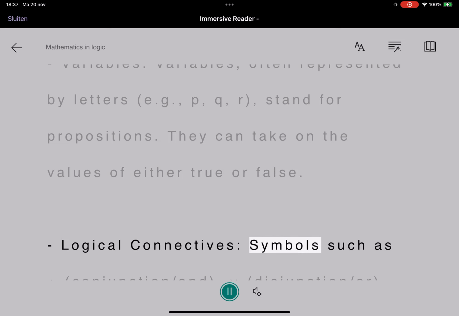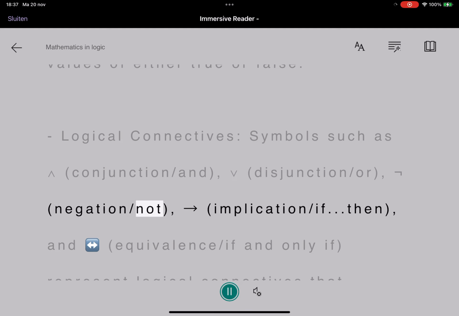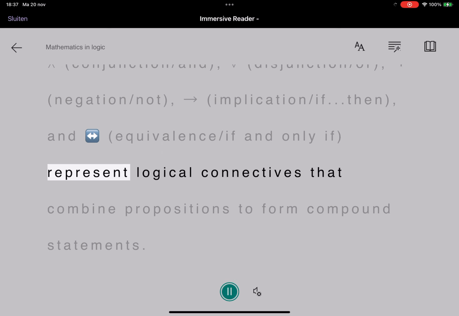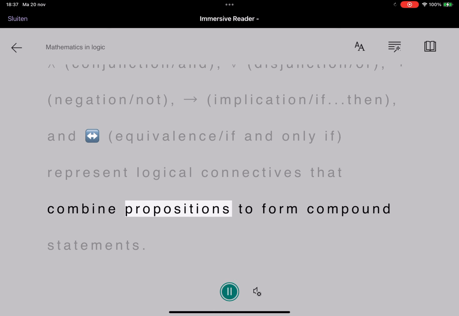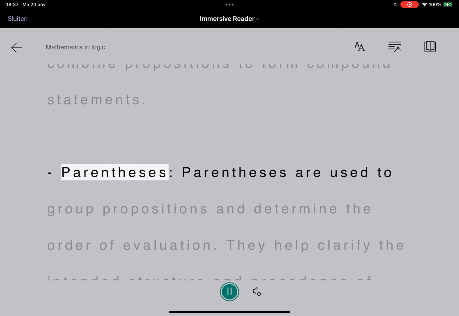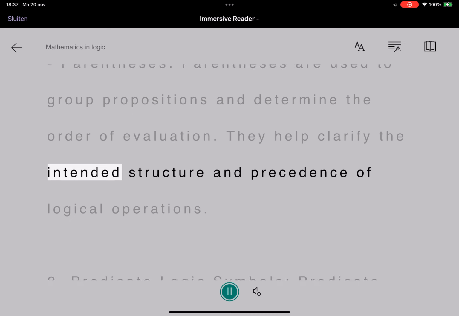Logical connectives, symbols such as ∧ (conjunction / and), ∨ (disjunction / or), ¬ (negation / not), → (implication / if, then), and ↔ (equivalence / if and only if), represent logical connectives that combine propositions to form compound statements. Parentheses are used to group propositions and determine the order of evaluation. They help clarify the intended structure and precedence of logical operations.